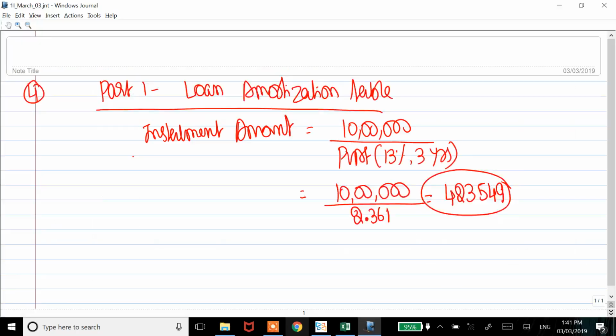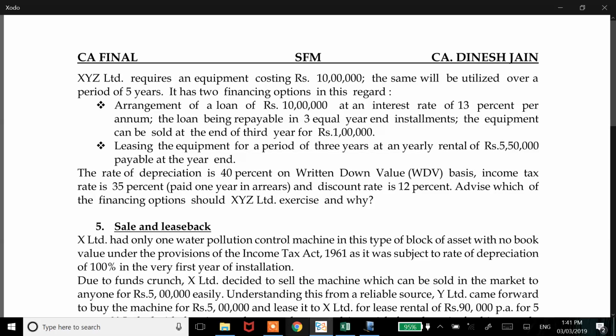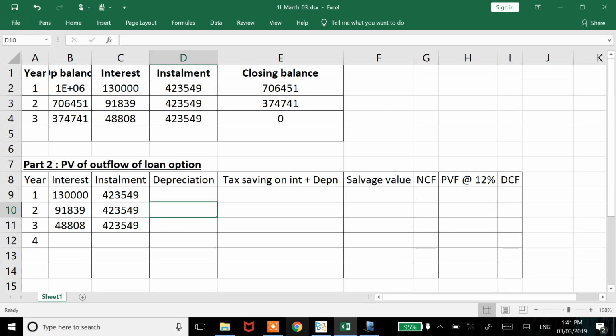What is the depreciation rate? 40% WDV basis. So WDV is on the original cost, you will charge it 4 lakh. Second year is first year into 1 minus depreciation rate. 4 lakh for the first year, 2 lakh 40,000 for the second year. It will not be cost minus residual value. Under WDV it's always on the cost. 10 lakh into 40%, 4 lakh into 1 minus 40%, 2 lakh 40,000 into 1 minus 40%. For second and third year you can take the shortcut, year 1 depreciation into 1 minus WDV rate.